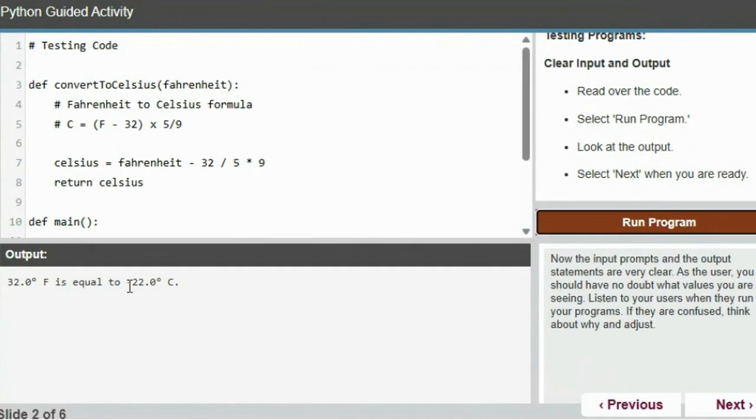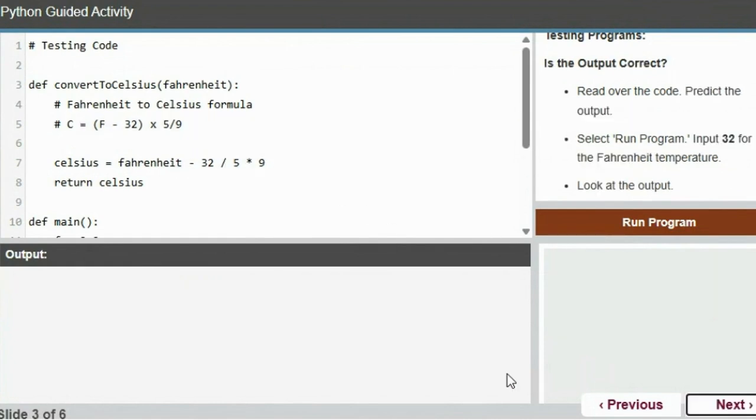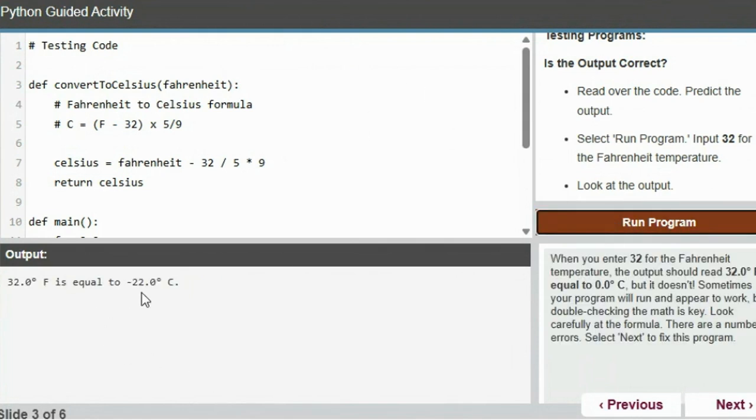But still, it doesn't work. It's negative 22 degrees. So still, the formula doesn't work that they have in the program. So then the next one, it says enter 32 for the temperature. Run the program again, 32. Equal negative. See, it still doesn't work.